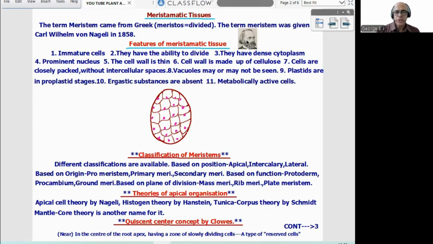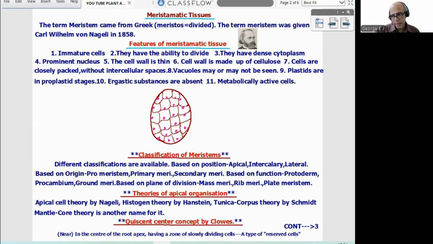Now, what are the features of a typical meristematic tissue or meristem? They are immature cells. They have the ability to divide. They have dense cytoplasm. They have a prominent nucleus. The cell wall is thin and made up of cellulose. Cells are closely packed, as a result, no intercellular spaces. Vacuoles may or may not be seen. Plastids are in a developing stage or proplastid stage. Ergastic substances, meaning non-living inclusions, are absent, because the cell is developing, metabolically very active.